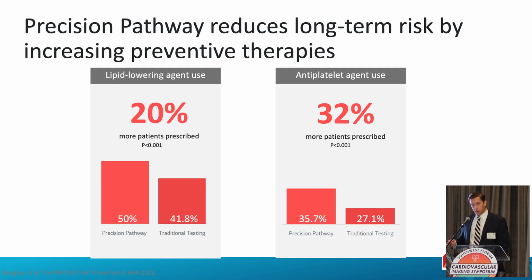Digging a little bit deeper, what's driving a lot of the improvement in outcomes? A lot of it is just an increase in preventive therapies and compliance for patients that underwent this precision CT-first FFR pathway. There was a 20% increase in use of lipid lowering agents and a 32% increase in the antiplatelet agents for patients in this arm of the trial, the precision pathway.